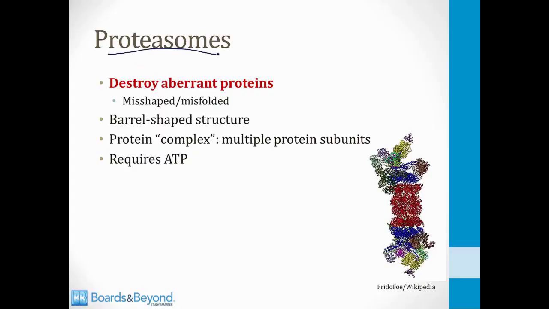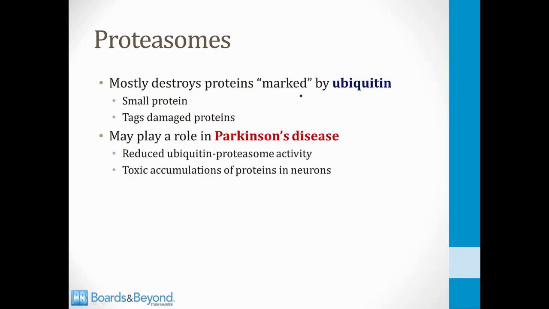Next, let's talk about proteasomes, which are structures inside of cells that destroy aberrant proteins. These are proteins that have become misshaped or misfolded. Proteasomes are barrel-shaped structures that look like this cartoon on the screen here. They're a complex of multiple protein subunits, and they use ATP to break down aberrant proteins. Proteasomes mostly destroy proteins that have been marked by a structure known as ubiquitin. Ubiquitin is a small protein found inside of cells that tags damaged proteins, and once tagged, those proteins will be taken up by the proteasome, which will break them down.